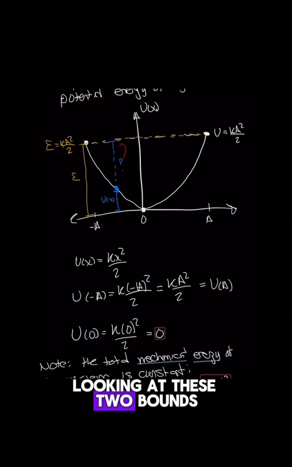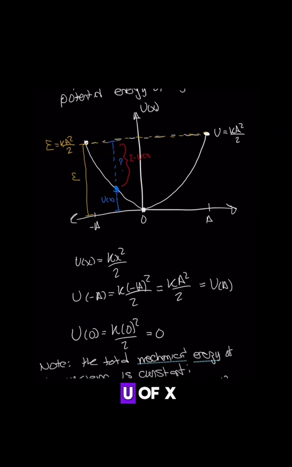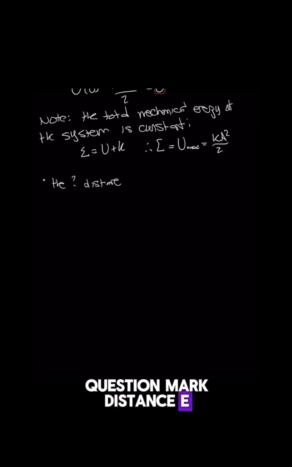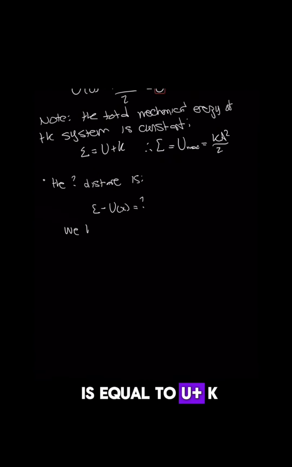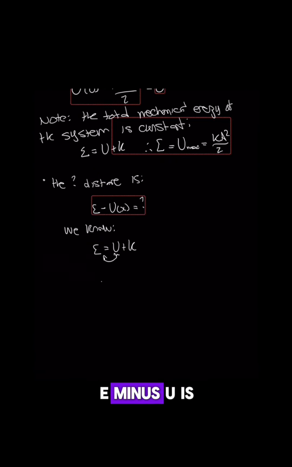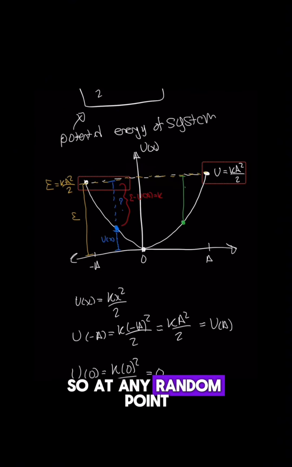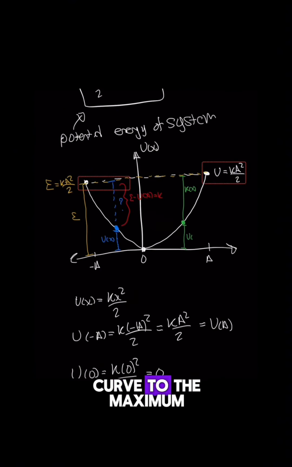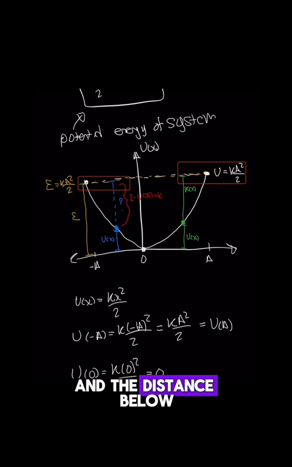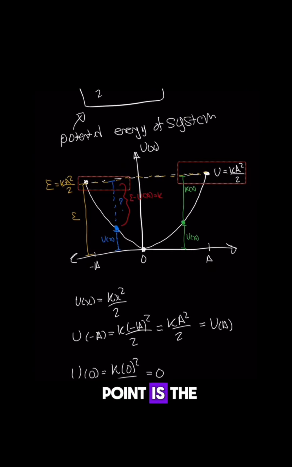Looking at these two bounds we identified, this is equal to E minus U of x. So what is this question mark distance? E minus U of x. We know that E is equal to U plus K, so if we bring U to the other side, E minus U is equal to K. So this is actually going to be equal to the kinetic energy of the system. So at any random point, the distance above the curve to the maximum is the kinetic energy, and the distance below the curve to the point is the potential energy.